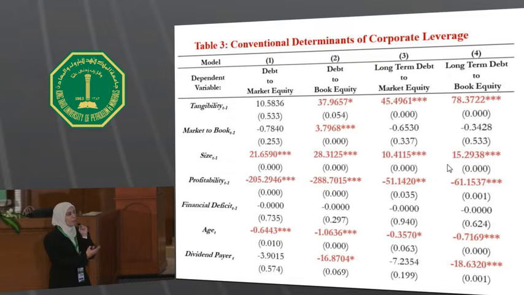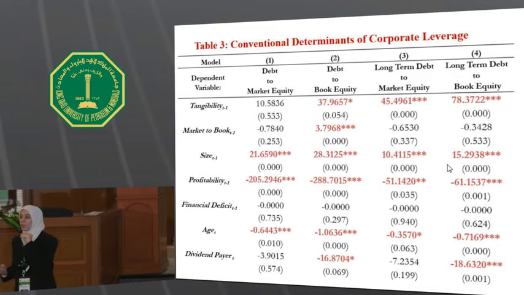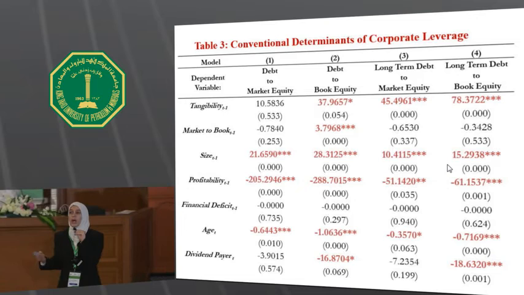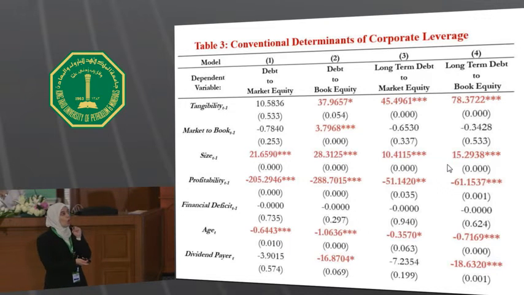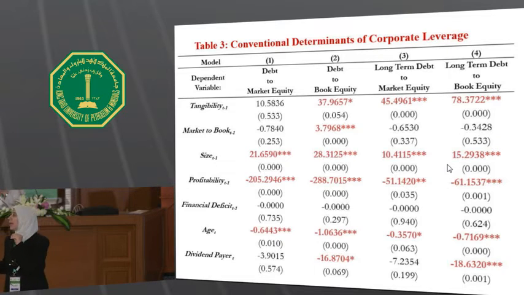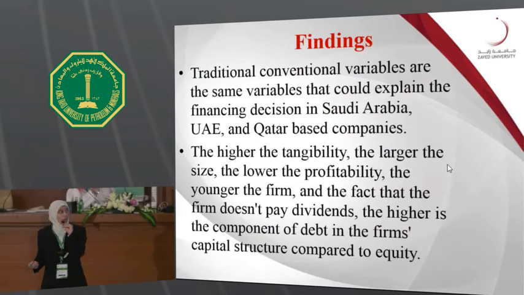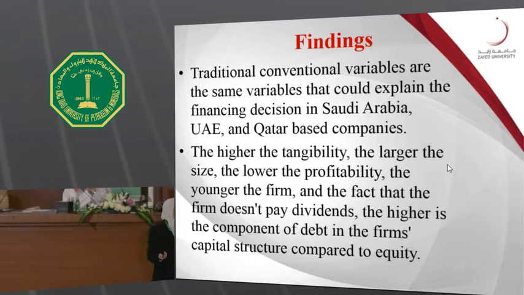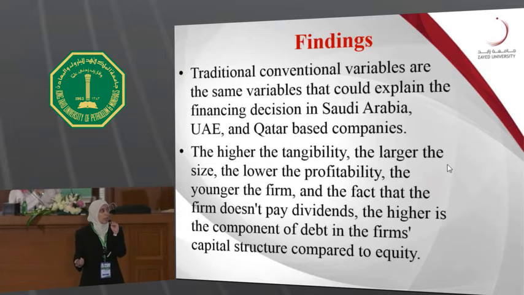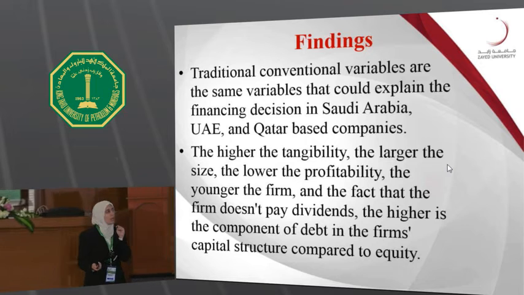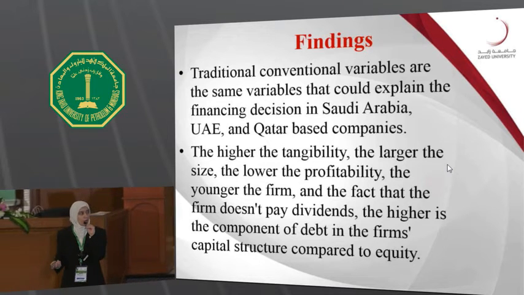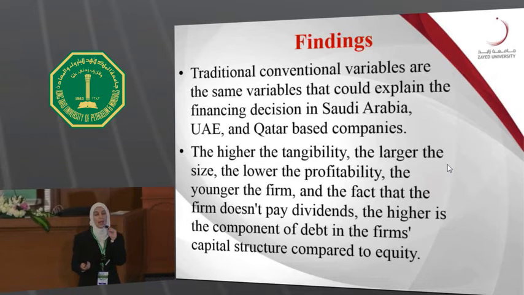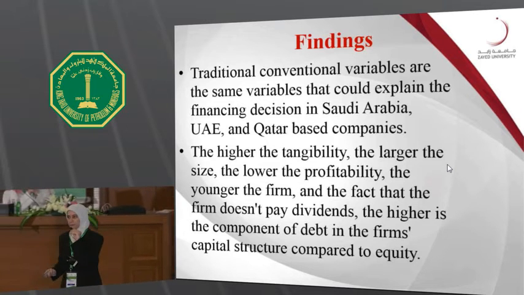Firms that are larger and firms that tend to pay more dividends are also going to have less corporate debt, and again, this is consistent with the idea that they're going to have less investment opportunities. So overall, from those models, we can conclude that the traditional conventional variables are the same variables that could explain to a high degree the financing decision in Saudi Arabia, UAE, and Qatar-based companies. The higher the tangibility, the larger the size, the lower the profitability, the younger the firm, and the fact that the firm doesn't pay dividends, the higher is the component of debt in the firm's capital structure compared to equity.